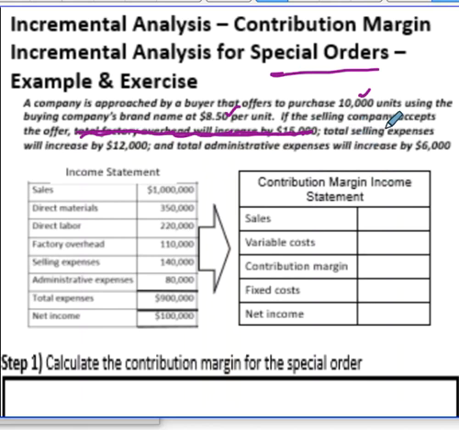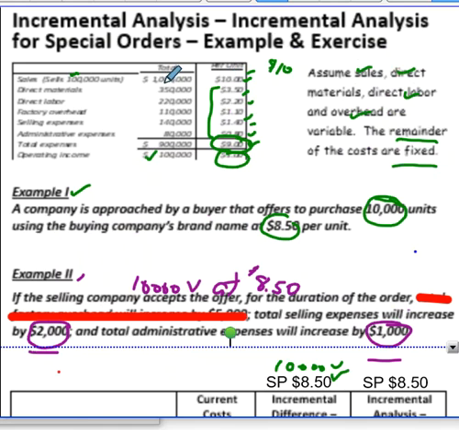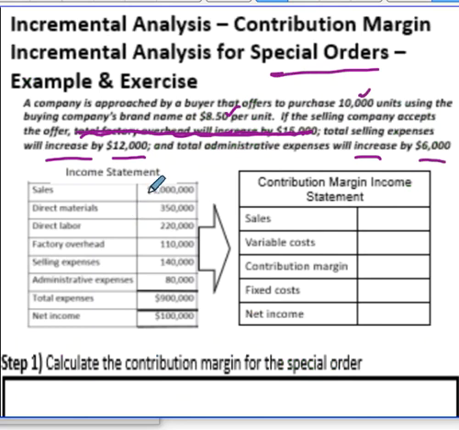However, if the company does accept the order, selling expenses will increase by $12,000 and total administrative expenses will increase by another $6,000. Now, assuming the company had an income statement that looked like this, it's going to be the exact same income statement we created right here. So I'm going to put that up here now again: $1 million in sales, and eventually everything ends up with a net income of $100,000.